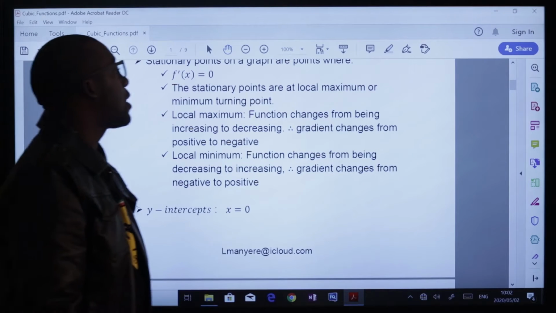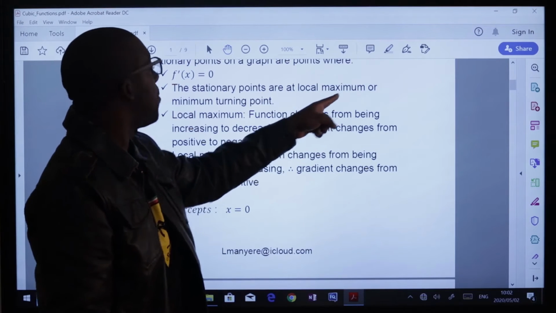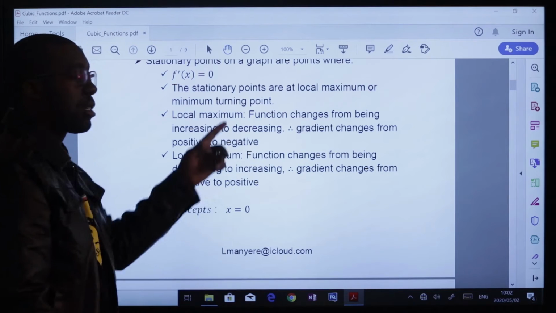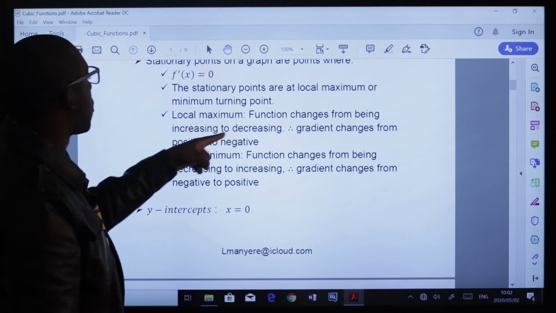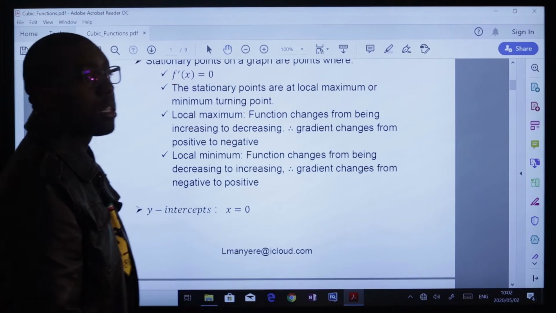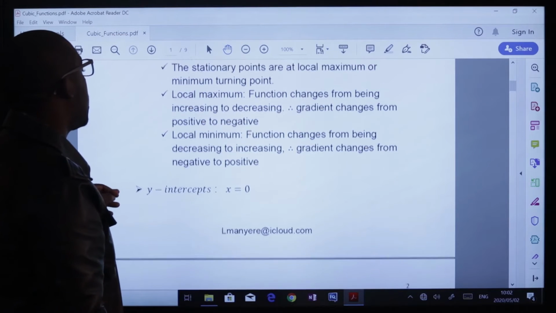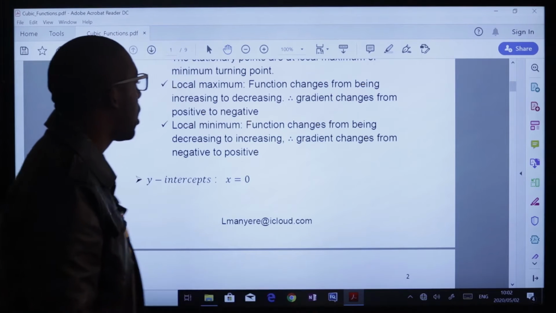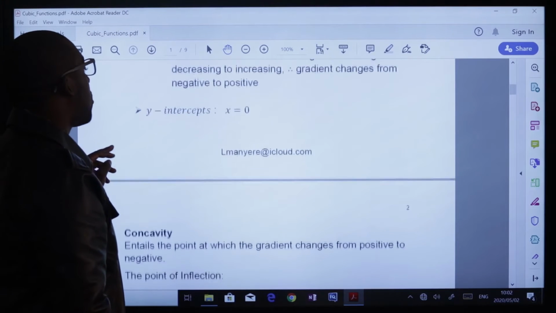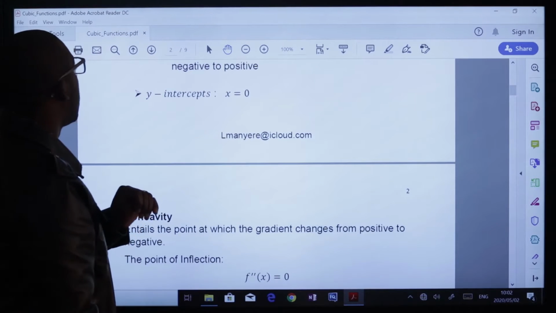The stationary points are a local maximum and a local minimum turning point. At the local maximum, the function changes from increasing to decreasing, therefore the gradient changes from positive to negative. At the local minimum, the function changes from decreasing to increasing, therefore the gradient changes from negative to positive.